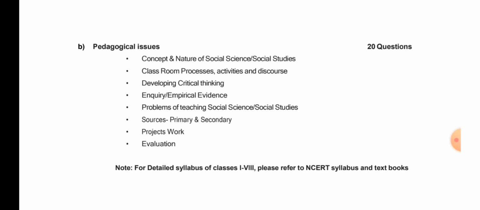All right, now in pedagogical issues, what are we going to study? Concept and nature of social science or social studies we will study. Then classroom processes, activities and discourse we will study. Developing critical thinking we'll study. Inquiry, empirical evidence we'll study. Problem of teaching social science or social studies we'll study. Sources, primary and secondary types of sources we will study. And then project work and evaluation also we will be studying. All right, so these are the things we should know about social science in pedagogical study.